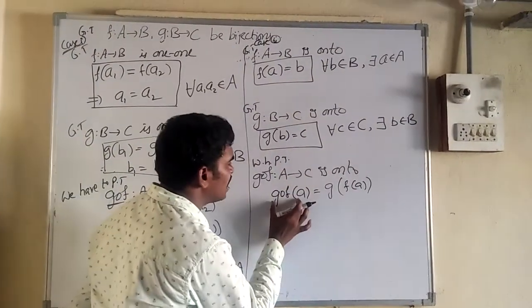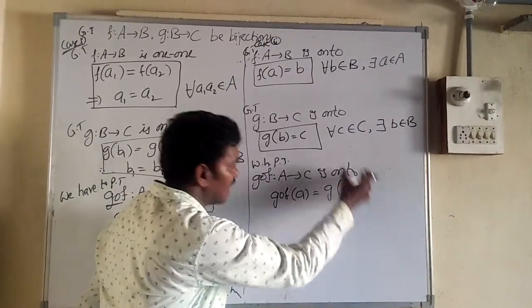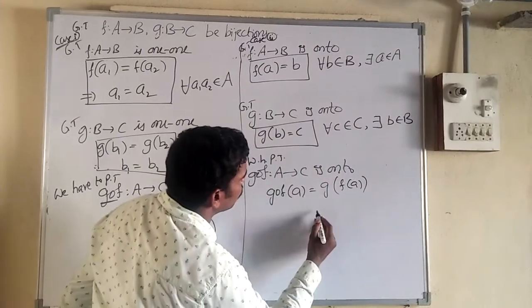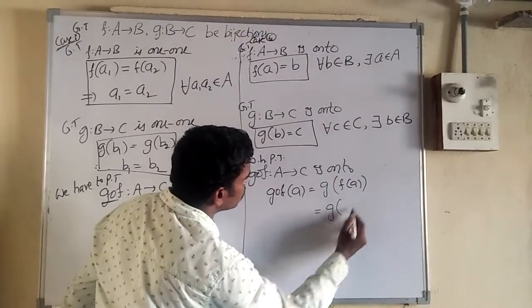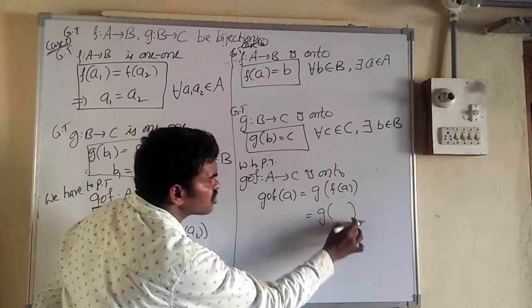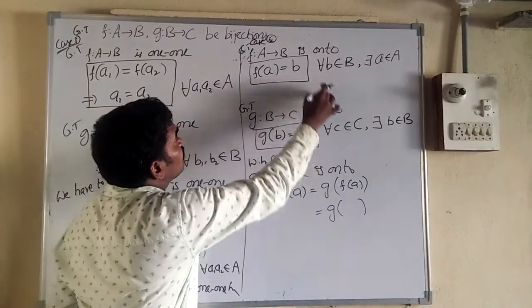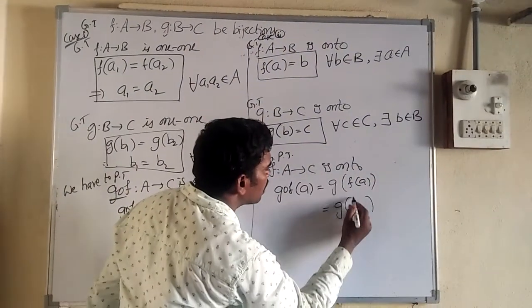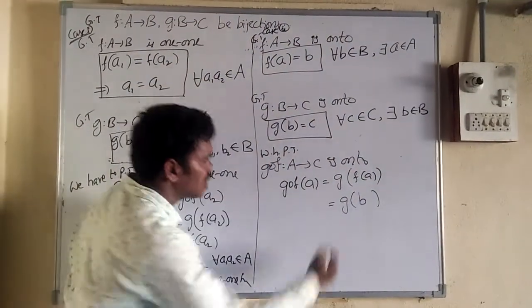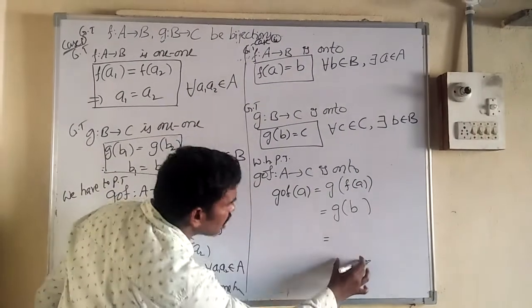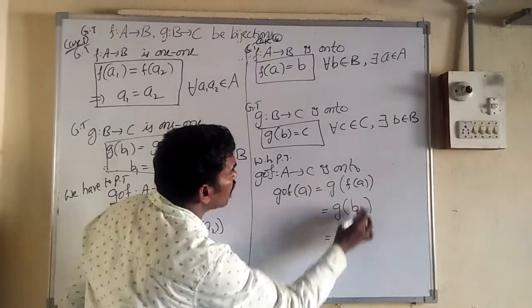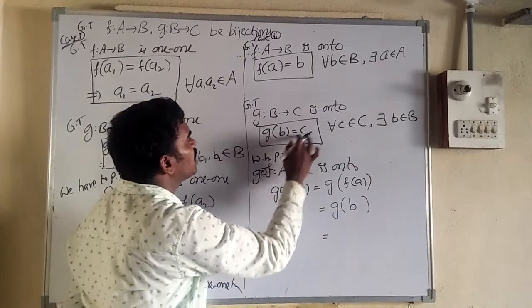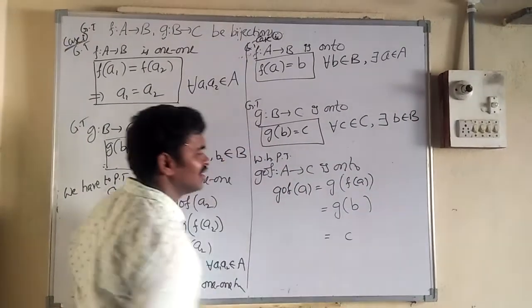Here, left hand side is the information; I am simplifying the right hand side. Next, going down, G of F of A. F of A means what? It is B. So instead of F of A I am writing B. Next is equal to G of B. G of B means what? C.